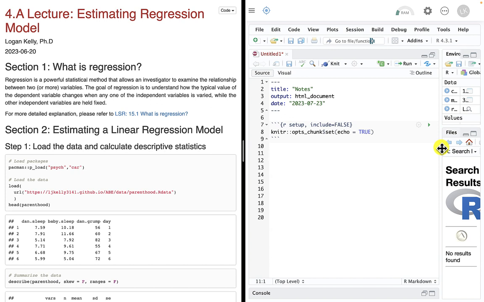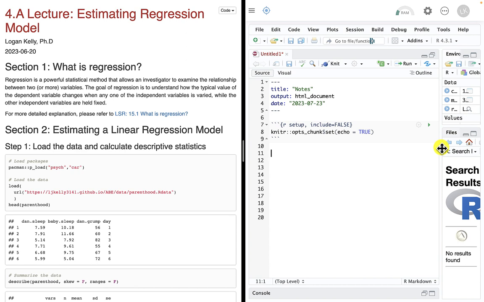Those of you who know more about modeling might say, well, this is too simple a model. What about this? What about that? Well, that's not within the scope of this lecture right now. Within the scope of this lecture is a basic explanation of the mechanics behind estimating a linear regression in R. So what is regression?